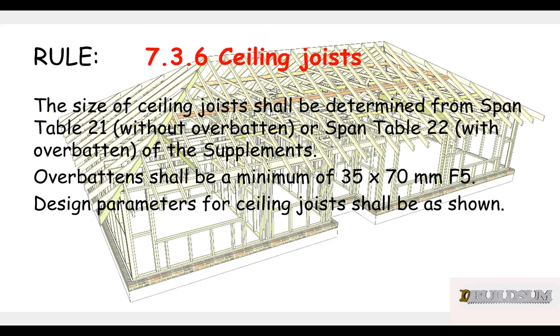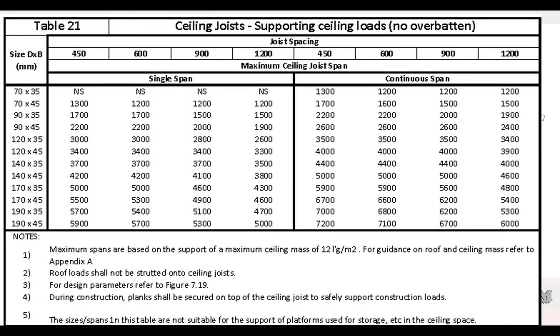7.3.6, ceiling joists, says that ceiling joists shall be determined from span table 21 if you're not using an overbatten, and span table 22 if you are using an overbatten. Overbattens shall be a minimum of 35 by 70, so they're laid on their flat. F5 is the stress grade. I've never used overbattens in my life, so I'm going to use table 21 without overbattens. Let's have a look at the table.